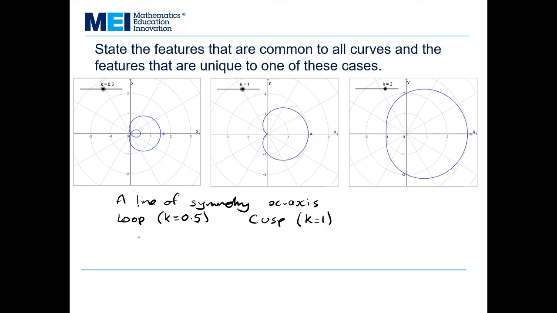And we might also want to talk about boundedness. So all of them are bounded, and we can express our boundedness using polar coordinates here, that r is less than or equal to k plus 1 for all of them. So when k was 0.5, r was always within a circle of radius 1.5. When k was 1, r was always within a circle of radius 2. And when k was 2, it's always lying within this circle of radius 3.